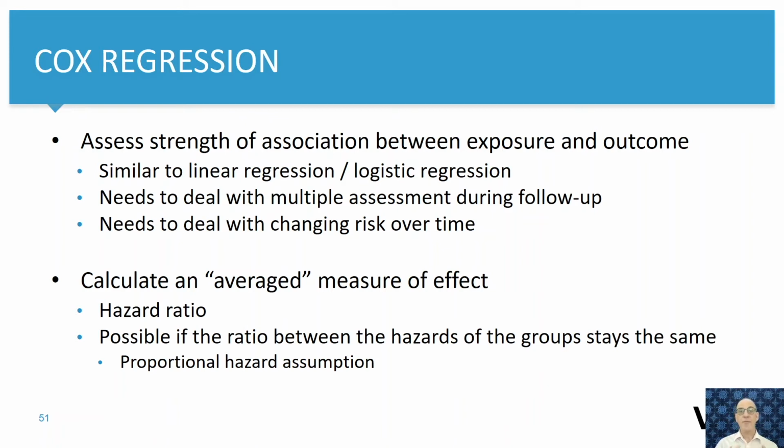But calculating an average hazard ratio over the entire period of time only makes sense if that hazard ratio between the two groups stays more or less the same over the complete follow-up time. And that is what we call the proportional hazard assumption. It doesn't matter how much the risk is, as long as the ratio of the risk between the two groups remains more or less similar over this full observation time.